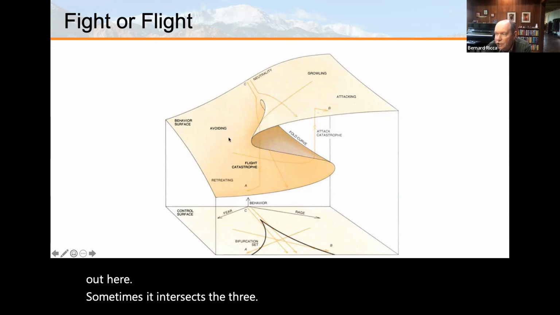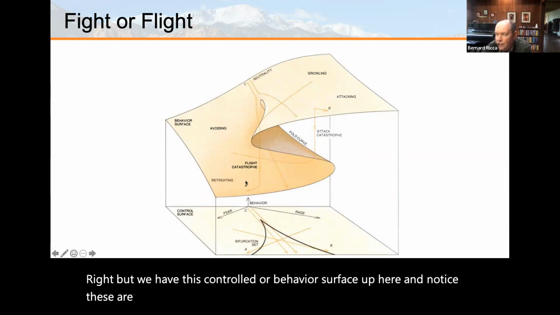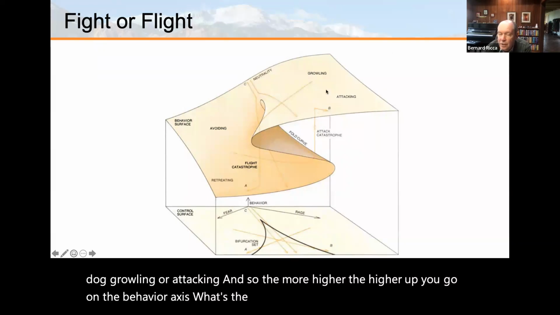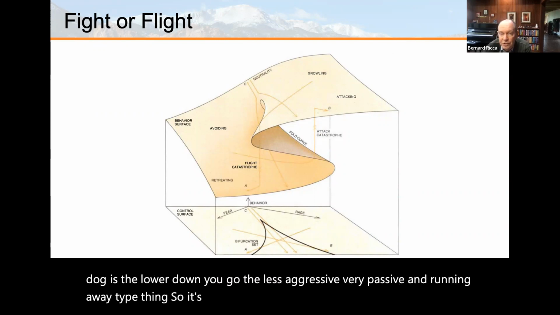But we have this control or behavior surface up here. And notice these are labeled avoiding or retreating. Is the dog avoiding or retreating? Is the dog growling or attacking? The higher up you go on the behavior axis, which is the vertical axis here, the more aggressive the dog is. The lower down you go, the less aggressive, into very passive and running away type behavior. So it's a fight or flight situation.